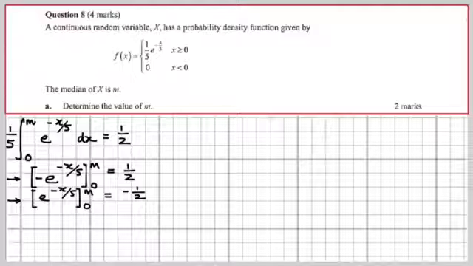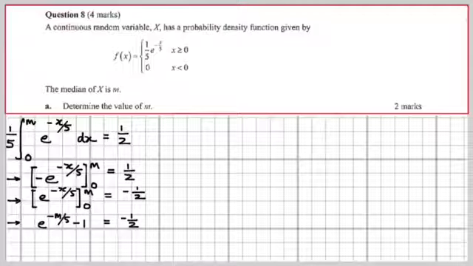So fleshing that out a little bit, what I've done there is I've got rid of the minus here. I've multiplied both sides by minus 1. Call that equal to minus a half. So it's plus e to the minus x over 5 from 0 to m, evaluated, gets us minus a half, okay? Now, we'll substitute these terminal values in, and we'll go in for the kill.